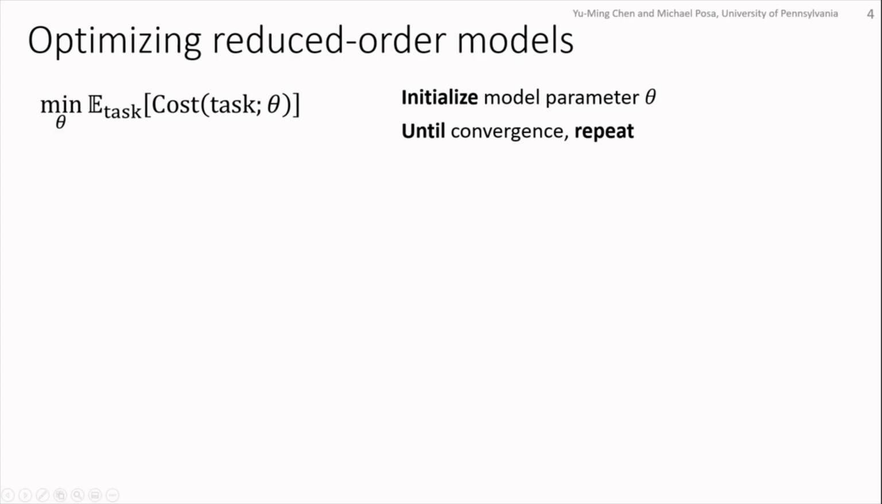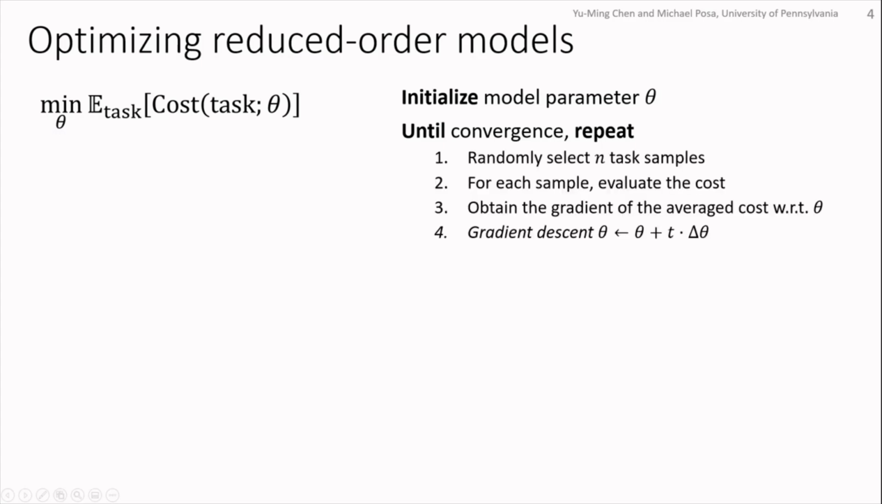First, we initialize the model. It could be any model, you can pick your favorite. Then we randomly choose a number of tasks, and for each task, we evaluate the cost. And then we calculate the cost gradient, and finally take a gradient descent step. We repeat these steps until the model converges.